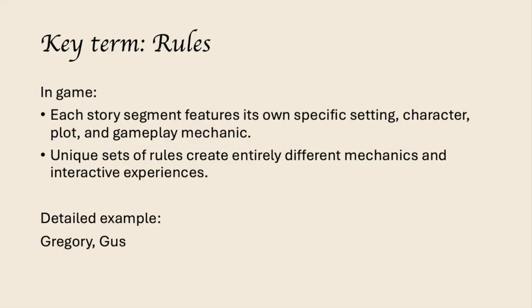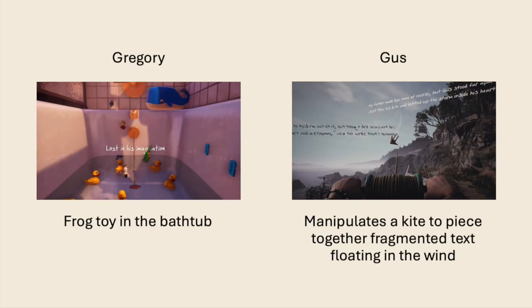For example, in Georgie's story, the player controls a toy frog that jumps across a bathtub, while in Gus's story, the player manipulates a kite to piece together fragmented text floating in the wind. Each story presents a distinct set of game rules that generate unique mechanics, allowing players to immerse themselves more deeply in the experience of each family member's death.